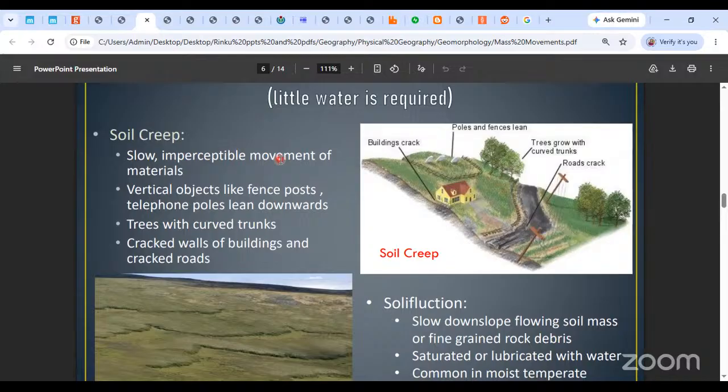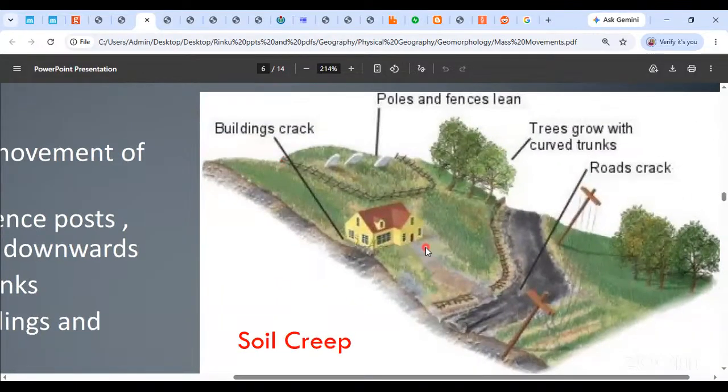Now what happens here is, look here. It has to be a gentle slope. The requirement here is not a steep slope; the requirement here is a gentle slope. The usual soil, smaller soil from the top starts to move downwards slowly. The movement is going to take at least 40 to 50 years to actually show visible results. So this soil from the top of the slope starts to move downwards.